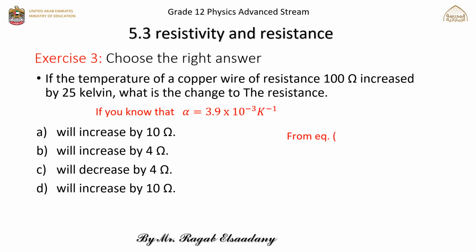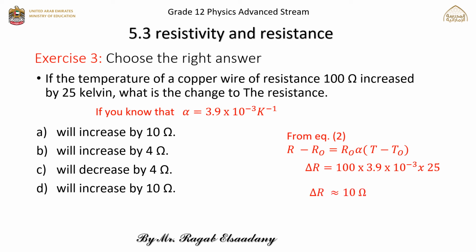From equation 2, R minus R null equals R null alpha times (T minus T null). Then delta R equals 100 times 3.9 times 10 power minus 3 times 25. Delta R is approximately 10 ohm. So the right answer is A, will increase by 10 ohms.